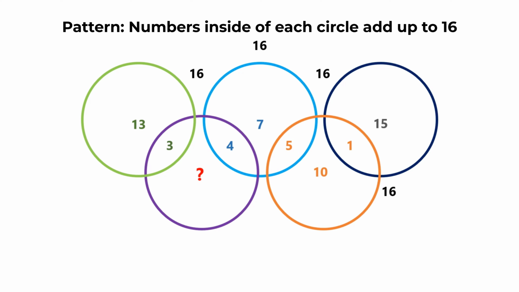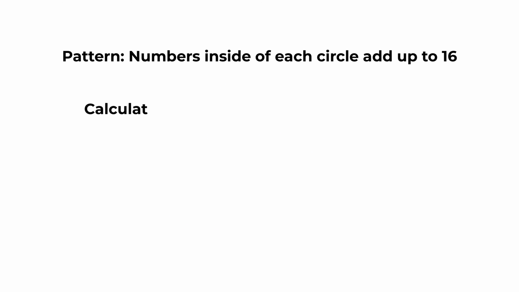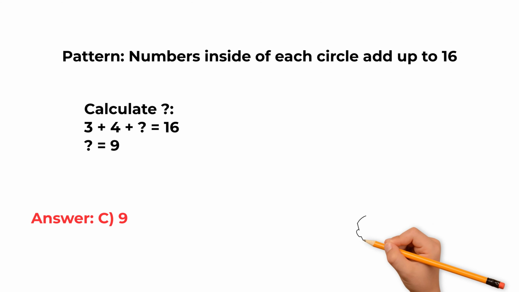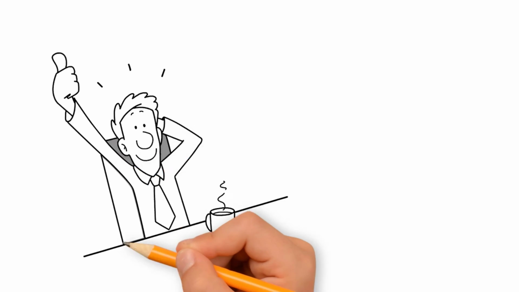So to calculate the question mark, which is the missing number, we need to add 3 plus 4 plus the question mark and make an equation to make it equal 16. After doing the calculation, you see that the missing number equals 9. So the correct choice here is choice C, 9. Hopefully you've nailed this question and now know how to answer similar problems on the test.